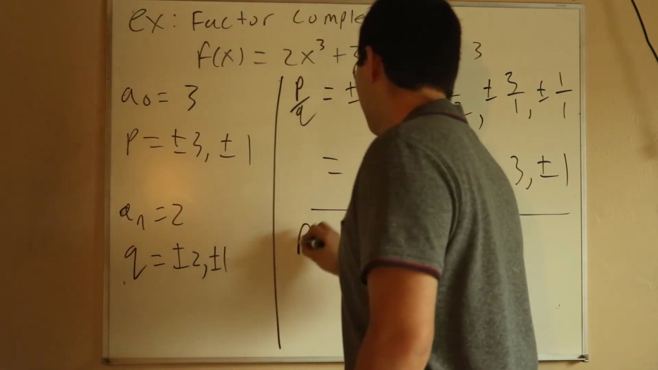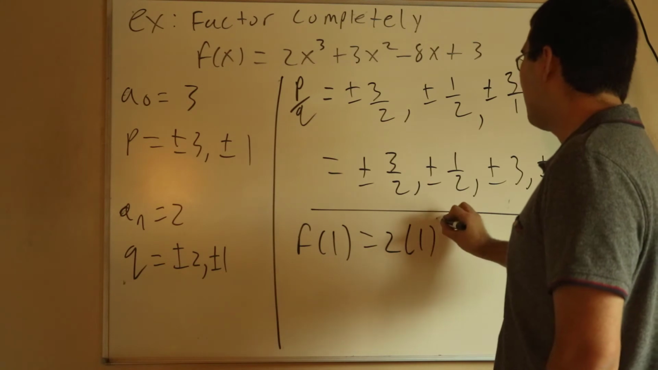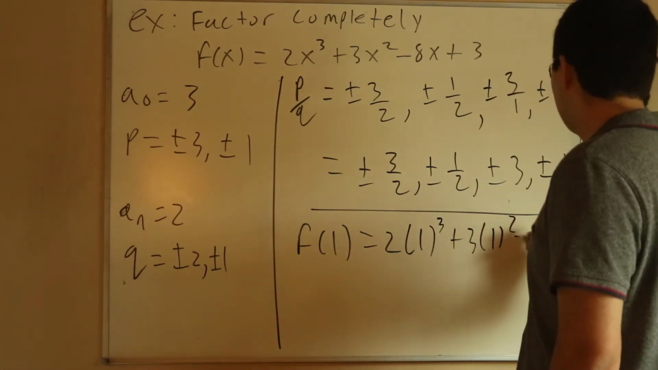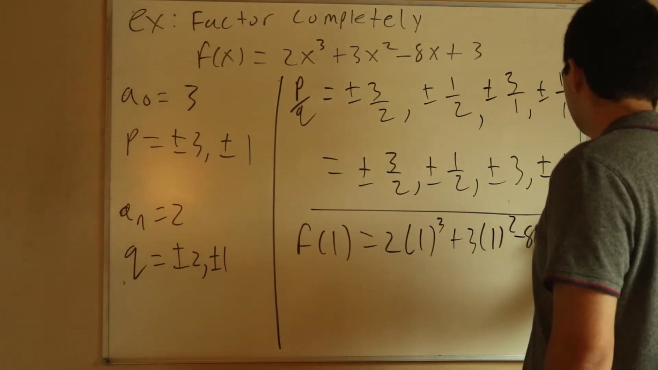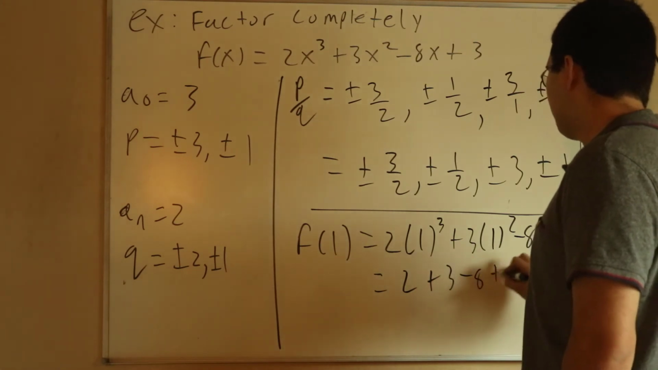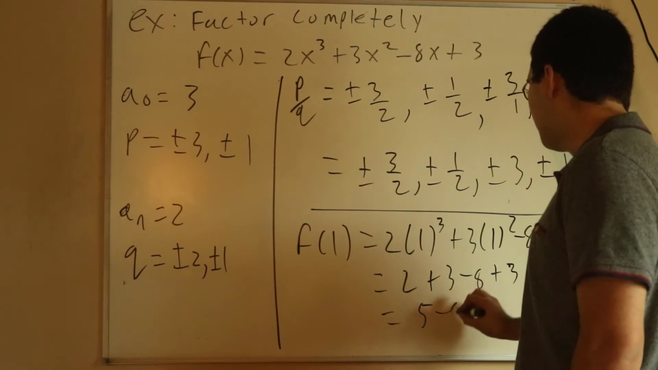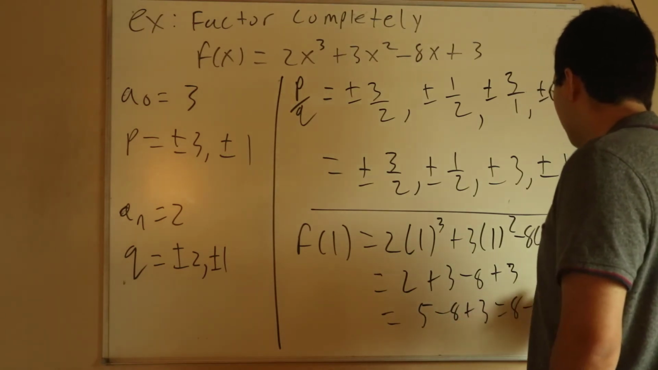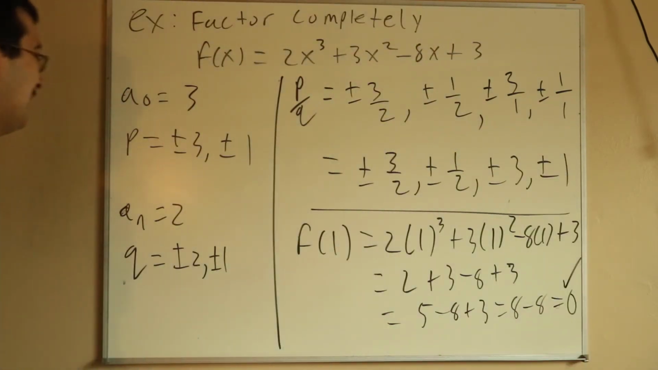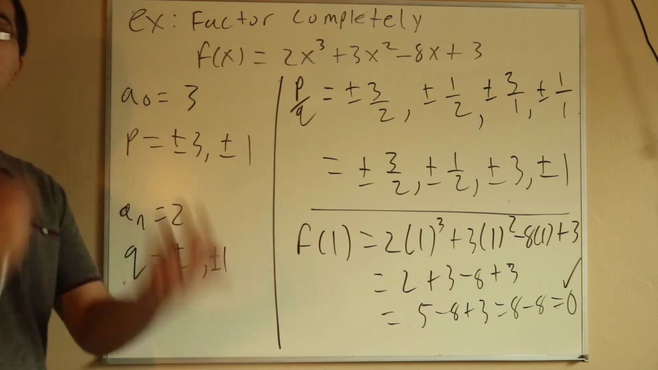So if I take 1 and plug it into my function, I'm going to have 2 times 1 cubed plus 3 times 1 squared minus 8 times 1 plus 3. So that's going to be 2 plus 3 minus 8 plus 3, which is 5 minus 8 plus 3, which is 8 minus 8, which is indeed 0. So look at that, we got lucky. x equals 1 is our zero. Great, so we have a zero.